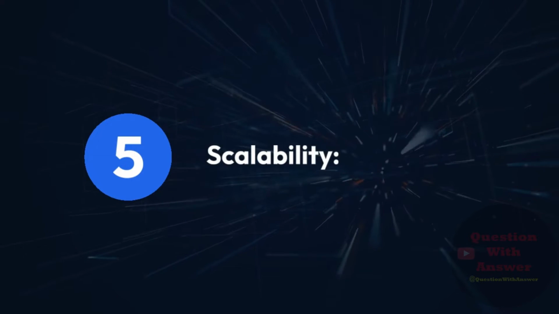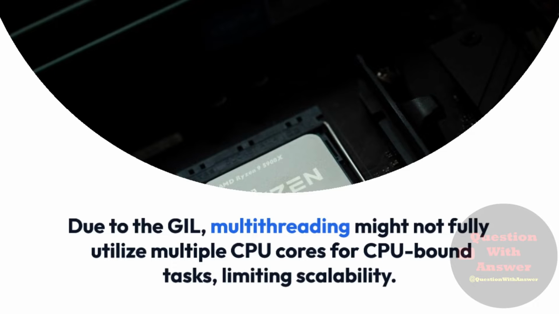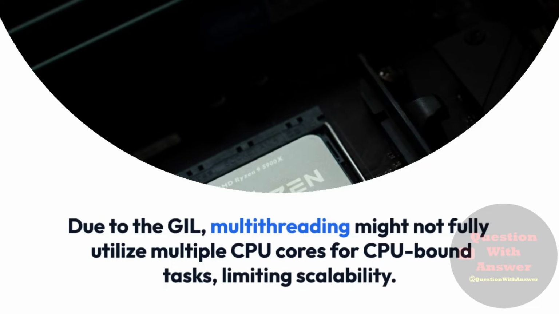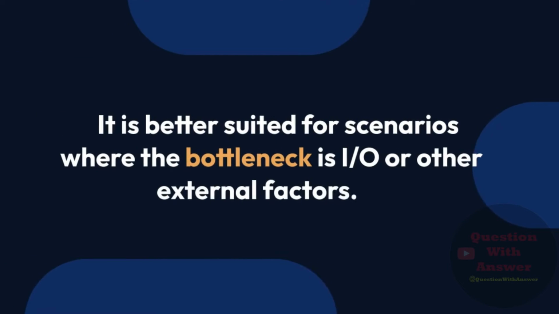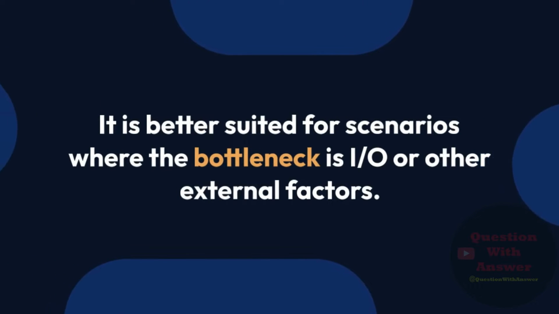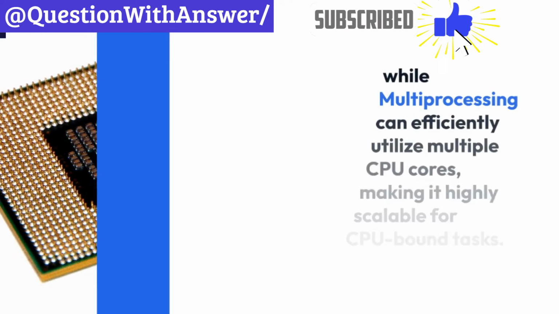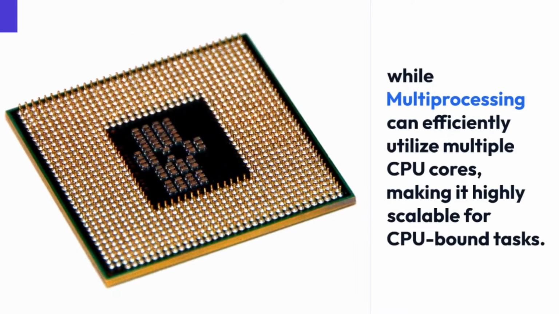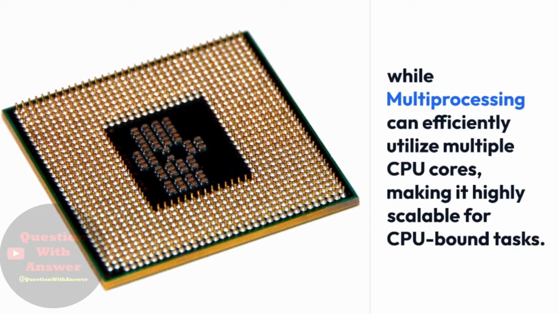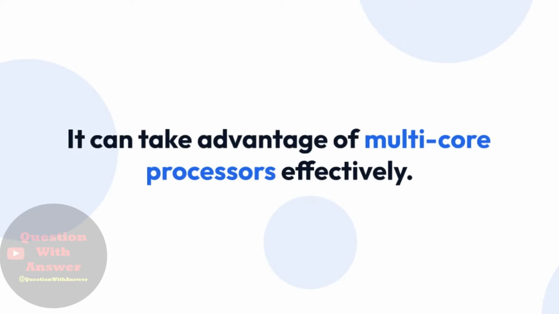5. Scalability. Due to the GIL, multithreading might not fully utilize multiple CPU cores for CPU-bound tasks, limiting scalability. It is better suited for scenarios where the bottleneck is I/O or other external factors. While multiprocessing can efficiently utilize multiple CPU cores, making it highly scalable for CPU-bound tasks. It can take advantage of multi-core processors effectively.